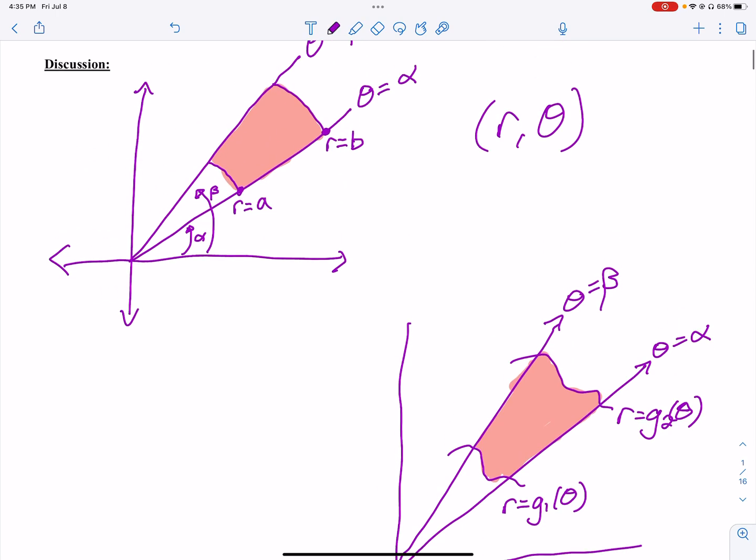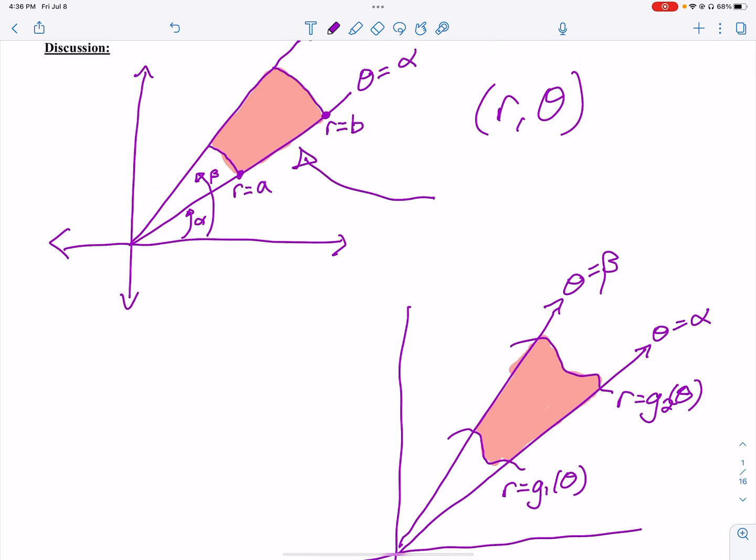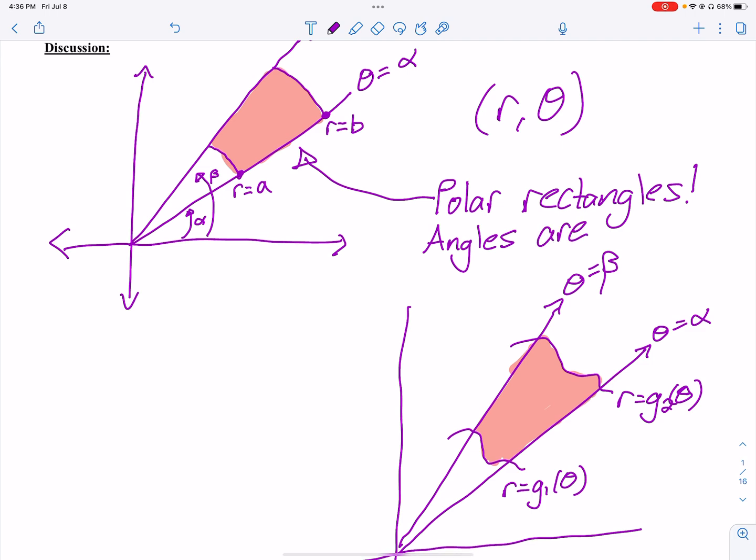Now, there's a couple things that we need to talk about. Let's go ahead and make a note here. This is polar rectangles. I want you to notice one thing. Why this method is great: the angles remain constant. This is going to make our lives easier, and this is why polar is extremely helpful. One of our bounds will be R, that changes, and then the other one will be theta, and theta will not change. And you'll start seeing why this is helpful in some scenarios.